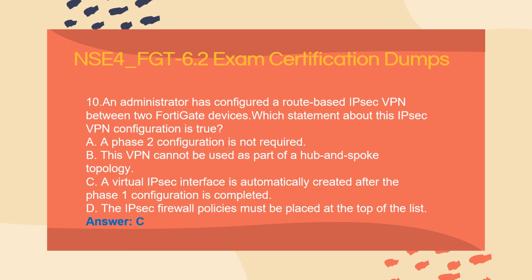10. An administrator has configured a route-based IPsec VPN between two FortiGate devices. Which statement about this IPsec VPN configuration is true? A. A Phase 2 configuration is not required. B. This VPN cannot be used as part of a hub-and-spoke topology. C. A virtual IPsec interface is automatically created after the Phase 1 configuration is completed. D. The IPsec firewall policies must be placed at the top of the list. Answer C.